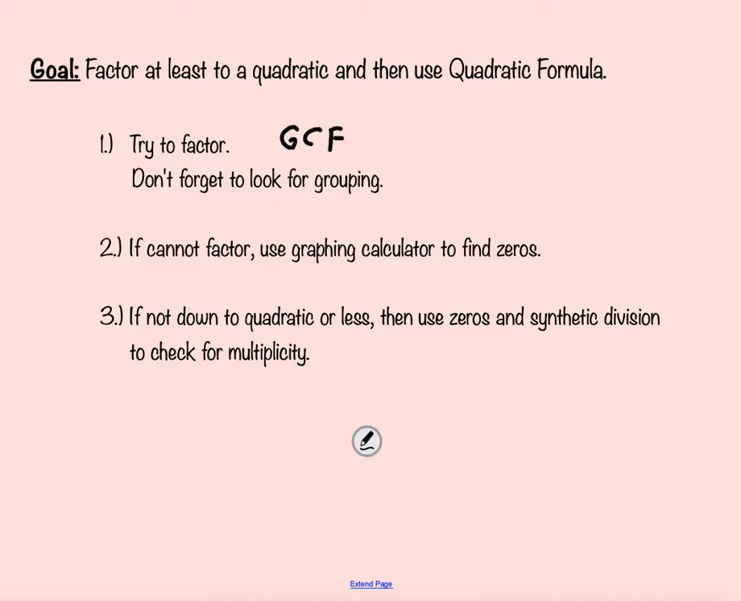If you cannot factor, use a graphing calculator to find the zeros. If not down to a quadratic or less, then we have to use our zeros and synthetic division to check for multiplicity.